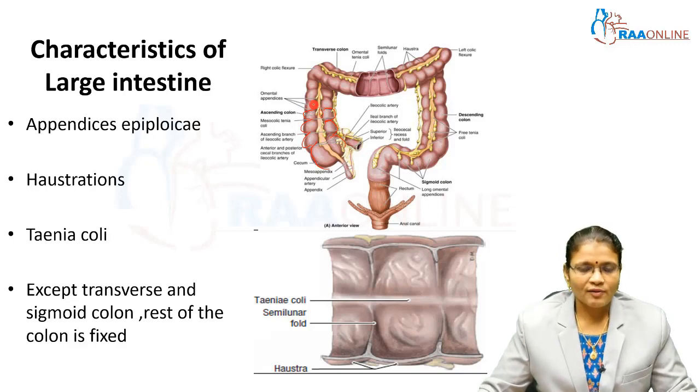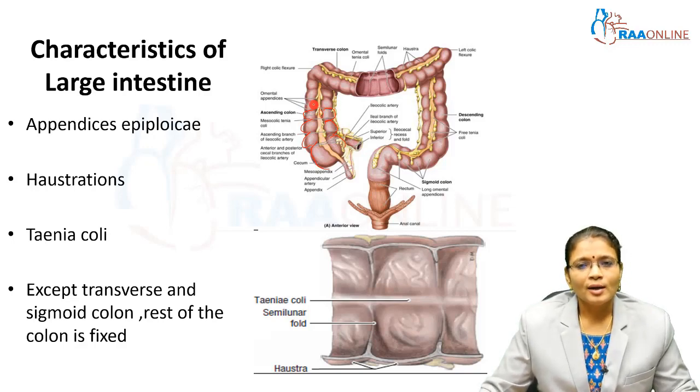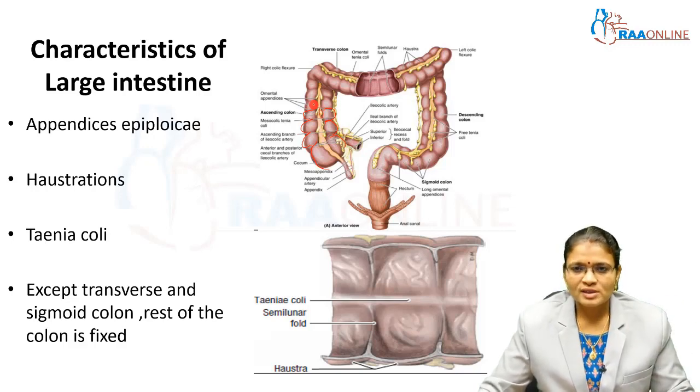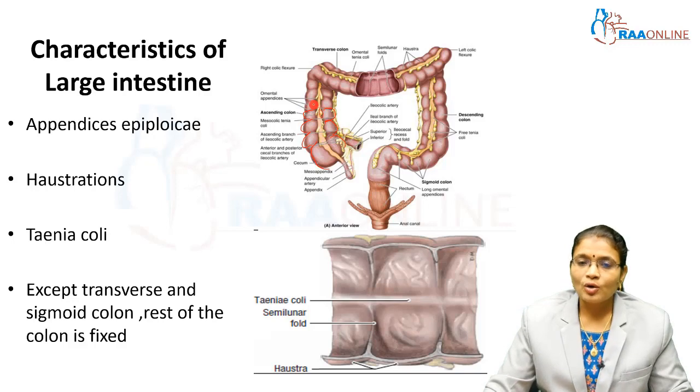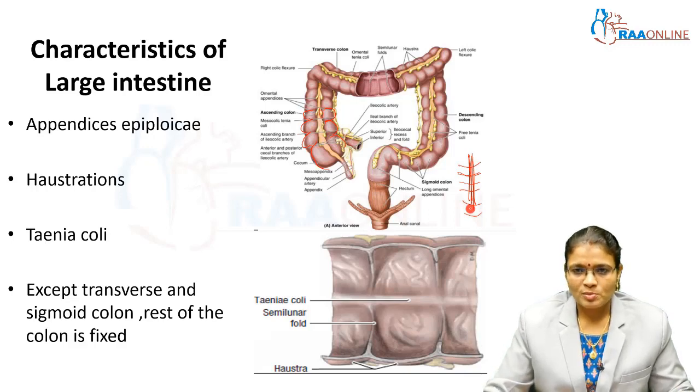Usually in GIT we will have 4 layers from inside to outside. They are mucosa, submucosa, circular layer and longitudinal layer and the serosa. Out of this, in large intestine alone, the longitudinal muscle coat is smaller when compared to the circular muscle coat. The circular muscle coat is longer compared to the longitudinal muscle coat, which leads to these haustrations.